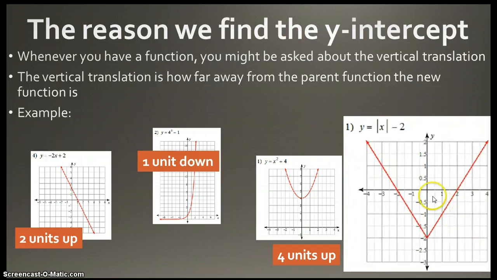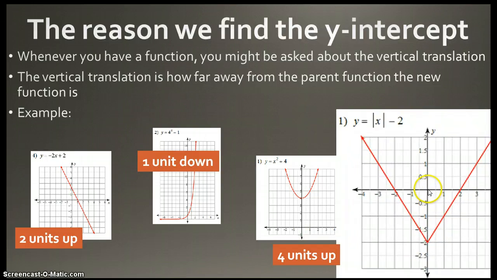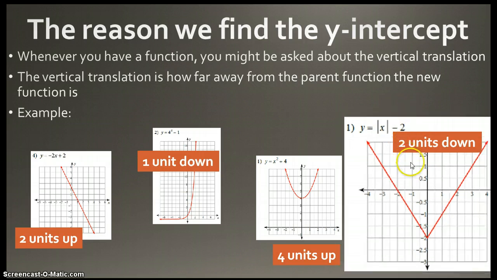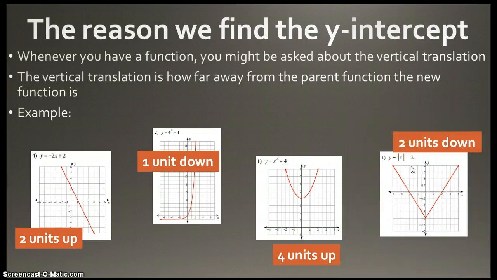And the last one, the absolute value, again the y-intercept was 0, so we're going to go down 2 to get to our new function. So we would go down 2 units. And again, in the equation it says minus 2, so that means we're going down 2.